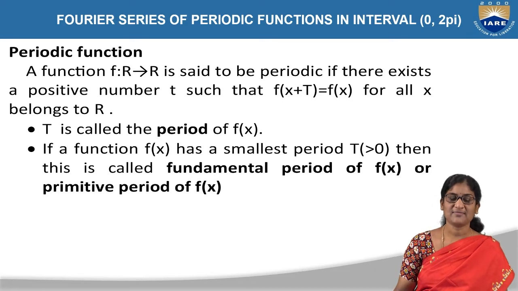A function f from R to R, that is, real numbers to real numbers, is said to be periodic if there exists a positive number T such that f of x plus T is equal to f of x for all x belonging to the real numbers. And here T is called a period of f of x. We need to stress the definition of the periodic function because we are using only periodic functions to express in infinite terms by using the Fourier tools.